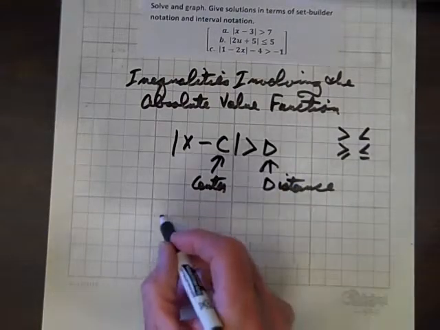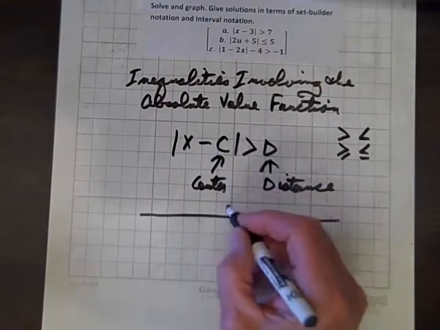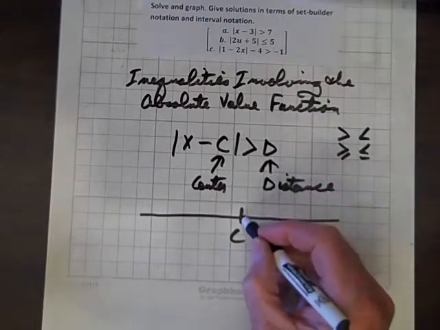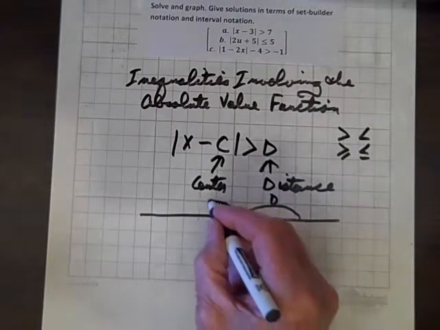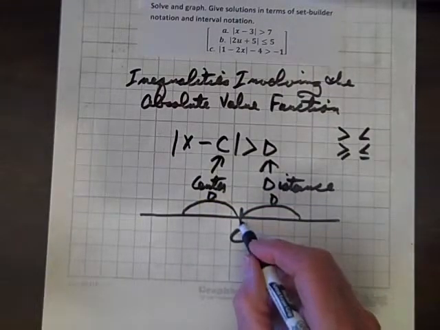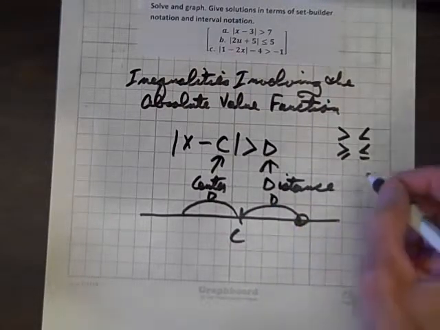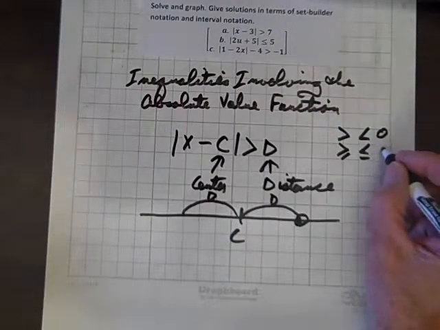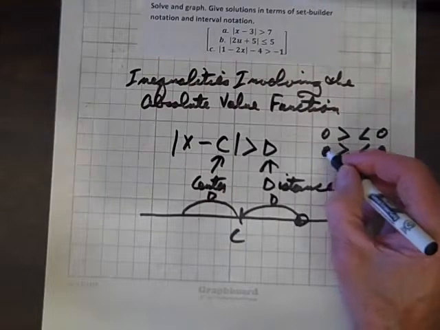And if we were to graph this, then what value of x takes this to 0? C does. And that's our center. And what's the distance from C? Well, it's D, and it doesn't matter which direction we go. In fact, we've got to account for both directions. So if I go from C and add D to that, we land at an open circle, because we don't have the associated equal sign. When we have an equal sign, we'll talk about closed circles. So open circle, closed circle.